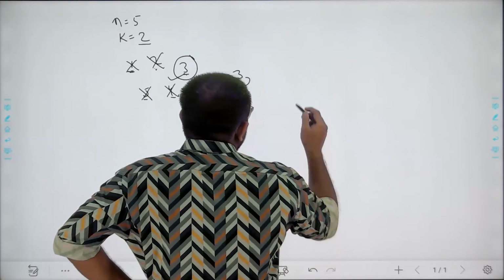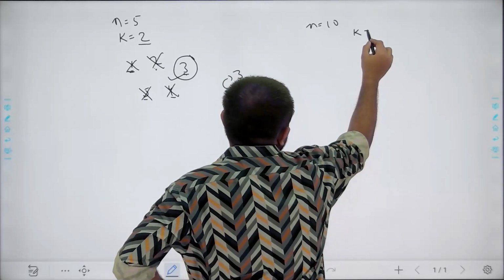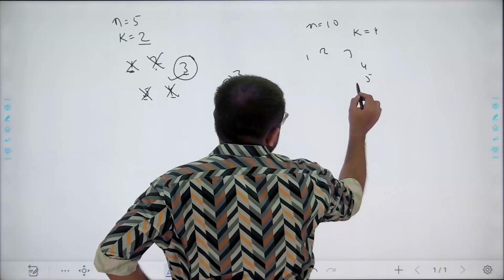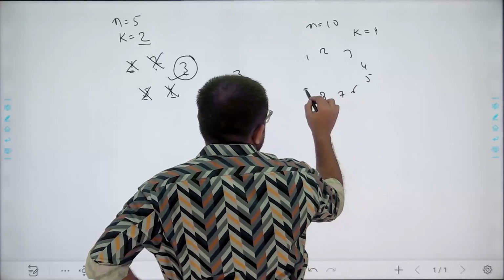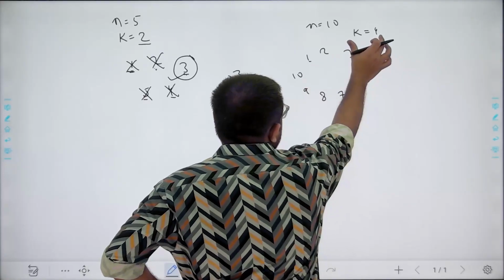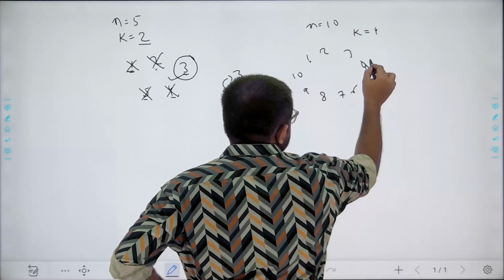Okay, so let me take one more example for better understanding. Let's say n equals 10 and k equals 4. So 1, 2, 3, 4, 5, 6, 7, 8, 9 and 10. Let's say there are 10 fairies. You start with 1 and the fourth fairy will be removed. So first, second, third, fourth. So this will be removed.